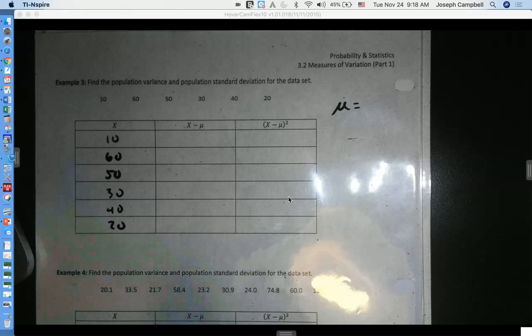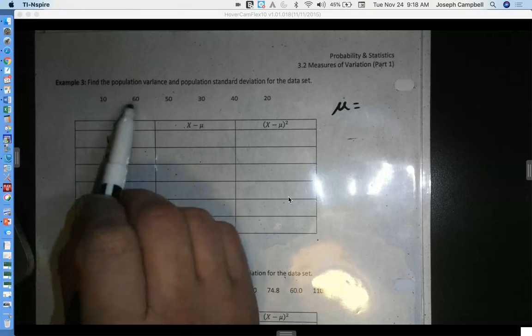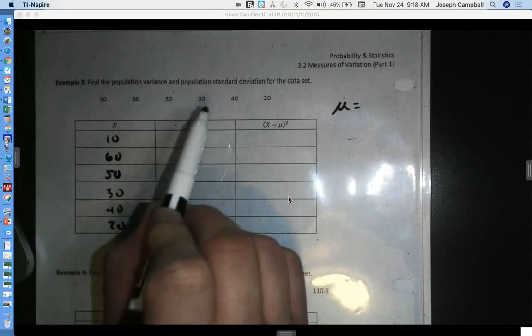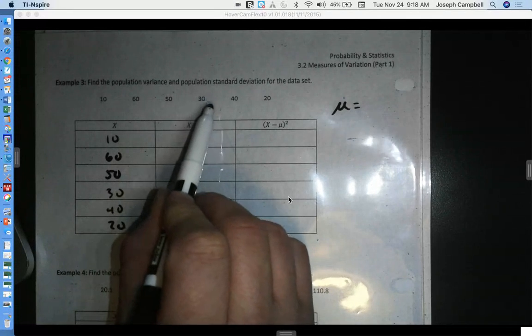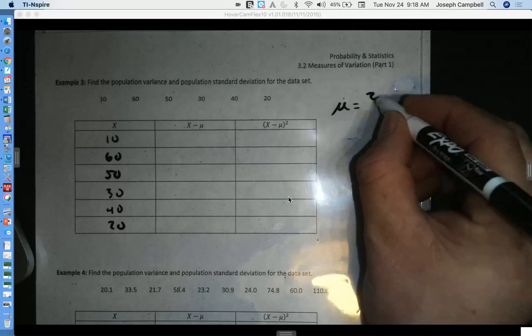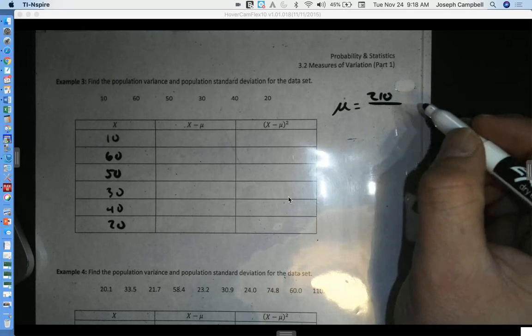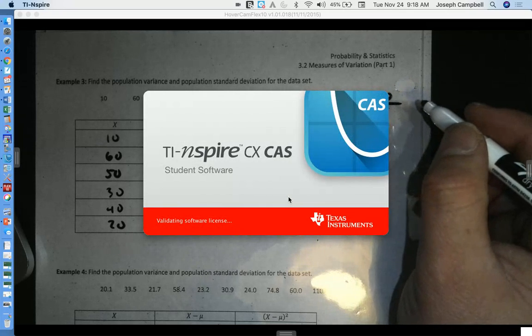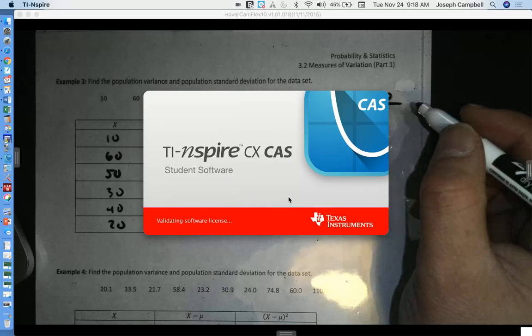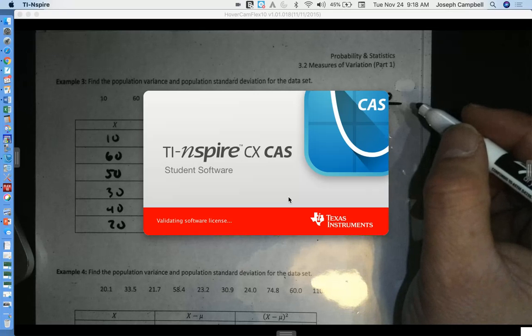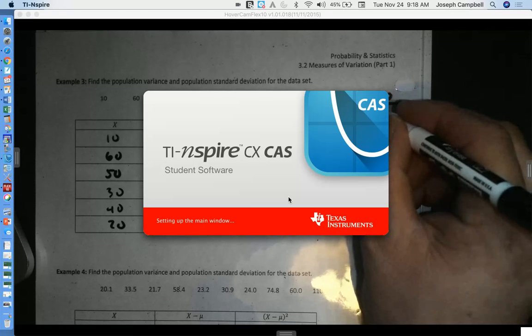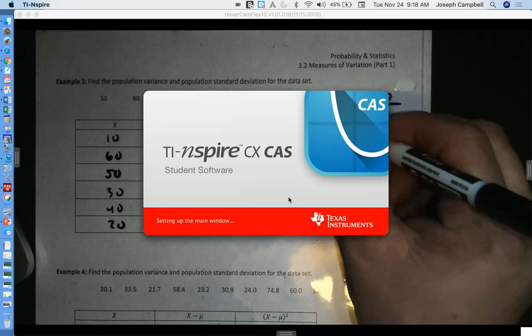Probably just do it in our heads real quick. 10, 70, 120, 150. Oh, it's 210 again. Okay. Did I do this wrong? No, wait. That's 210, right? 210 divided by 6. It's still 35.